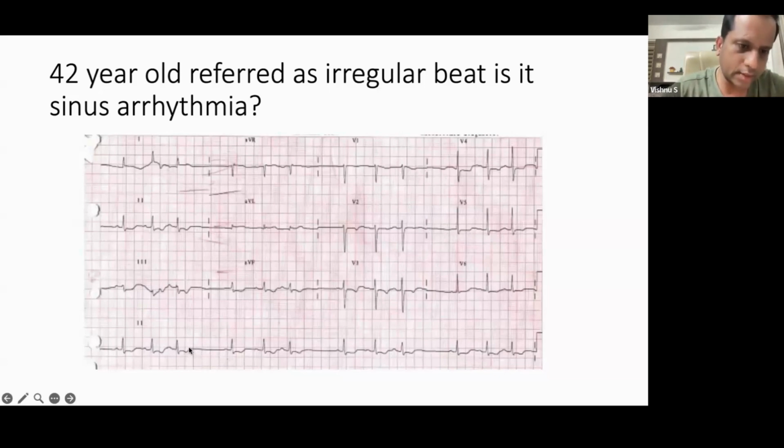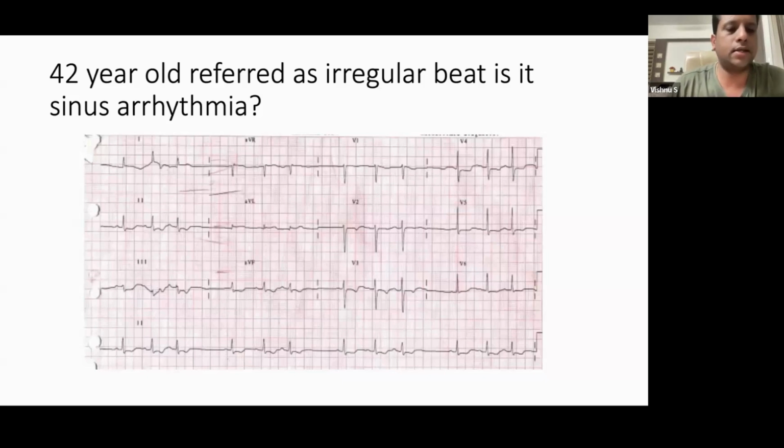Then there is an absent P. So there is shortening of PP, and there is a pause, and the pause is not an exact multiple of the PP interval. So this is an exit block. In grouped beating with gradual shortening of the PP interval, this is usually exit block, Mobitz type 1 block. You will know AV block Mobitz 1 and 2: gradual prolongation of PR interval and shortening of RR interval.